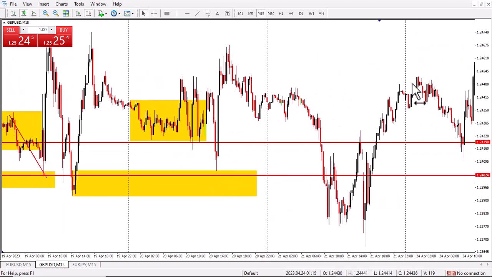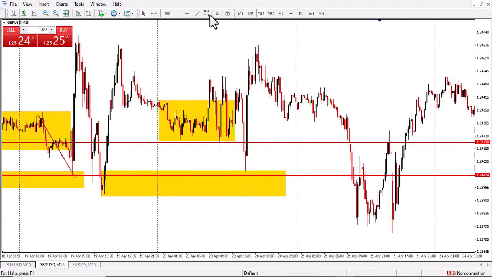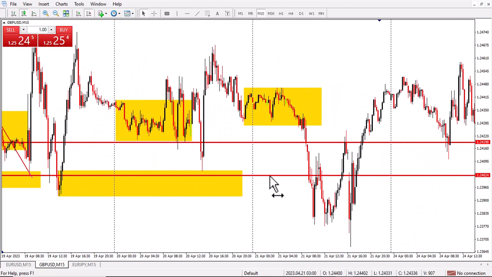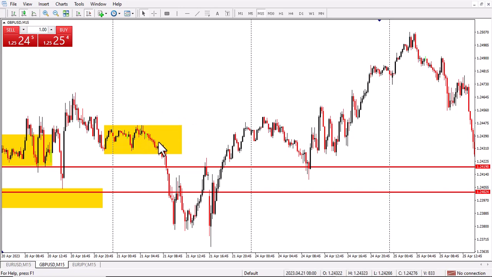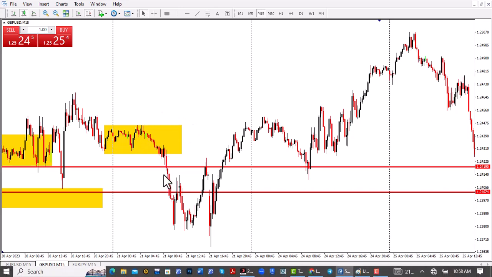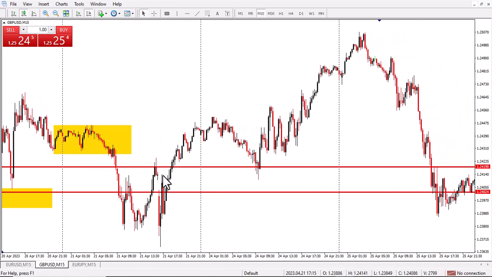So here we had something interesting. We had accumulation, manipulation, but we did not have a reference order block to take this trace down here. So you can just see accumulation and manipulation right there. Then on this one, we had this order block right here that you can clearly see. Then we have accumulation, manipulation, and we go.